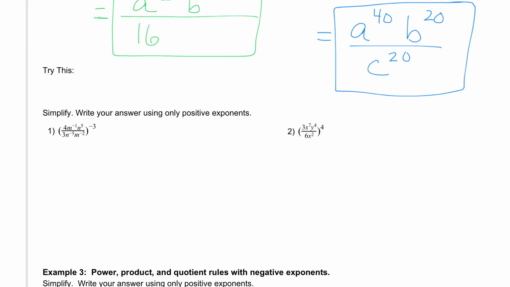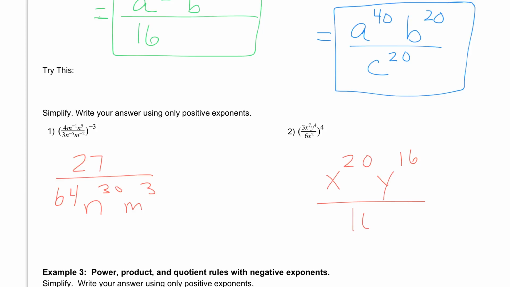If you did number 1 correctly, you should have gotten 27 over 64 n to the 30th times m to the 3rd. And remember, your variables can go in either order. It doesn't matter which one's first. And then in number 2, you should have gotten x to the 20th times y to the 16th over 16. If you have questions on either one of these, please let me know.